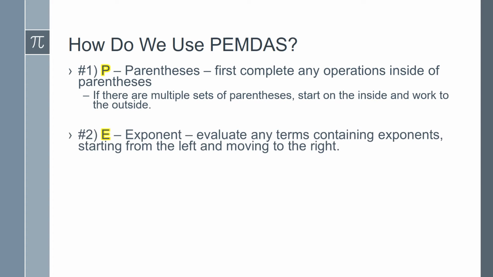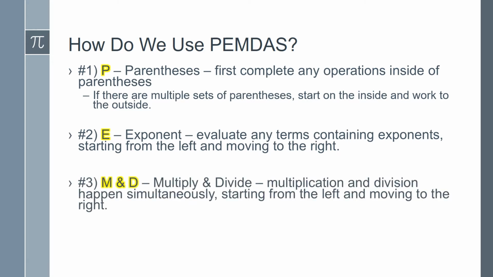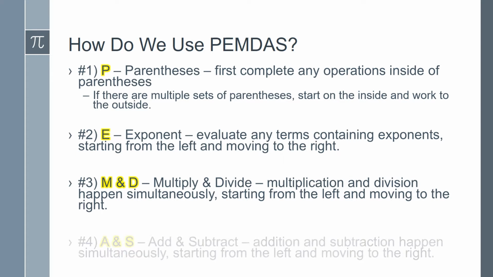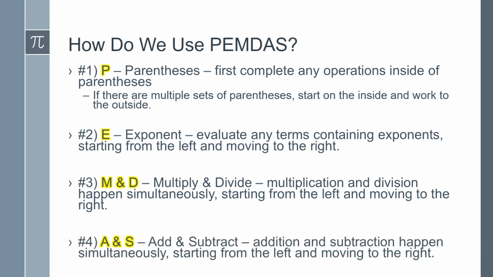Next is E. This stands for exponent. You need to evaluate any terms containing exponents, starting from the left and moving to the right. Next are the M and the D, which stand for multiply and divide. Multiplication and division happen simultaneously, starting from the left and moving to the right. And finally, we have the A and the S, which stand for add and subtract. Addition and subtraction happen simultaneously, again starting from the left and moving to the right.